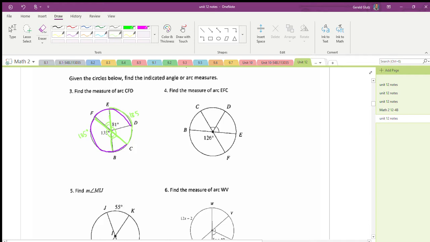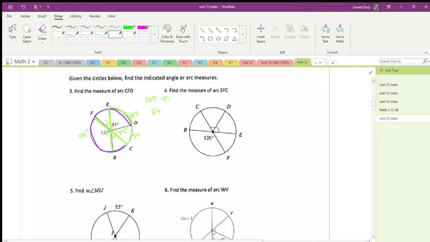So if this part from E to D is 81, then adding 81 plus whatever the angle is from D to C has to equal 135. So 135 minus 81 will be 54. So that means this is 54 degrees.